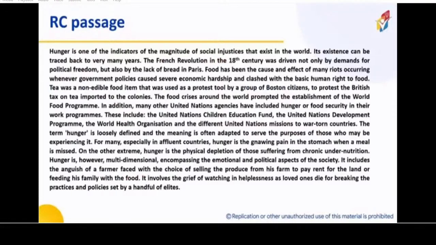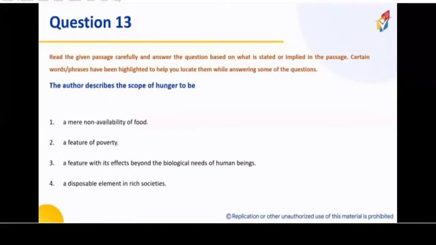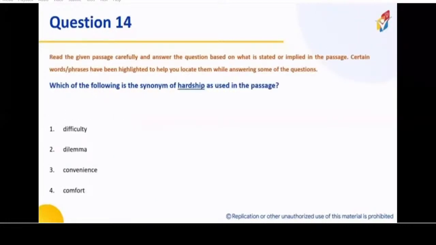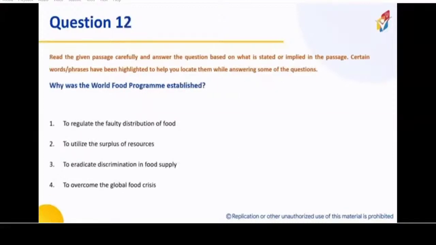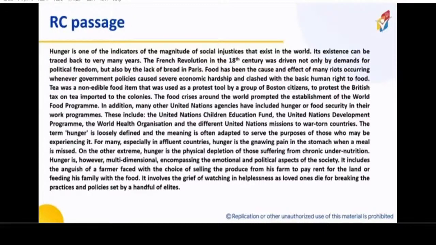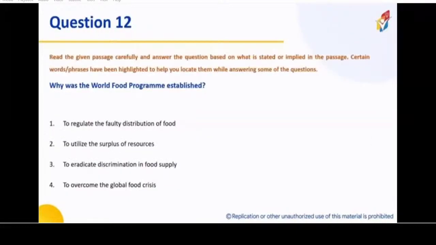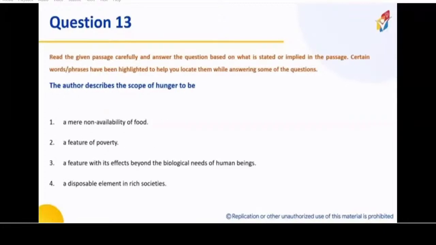Okay, so we have a pretty short passage. Let's read this and then come to the questions. Before that, let's see how many questions are based on this. We have 1, 2, 3, 4, 5 questions. All right, let's get started. We're going to read this together, and any difficult sentences that we have, we shall try to break them down into parts and then look at the questions.